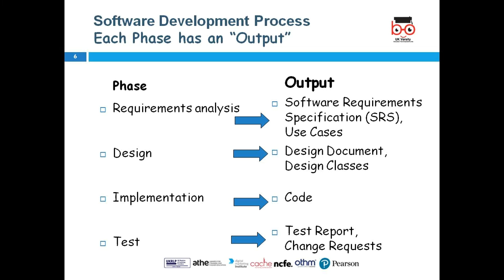Next, in the design, you know which actors will be doing it, the nouns, and you should be able to represent them in the design document or as designing classes or objects. Is that clear? So a use case is a part of a scenario. Then in implementation you have code, and in testing you have test reports and possibly requests for change. So these are the 4 things that fall under these 4 components.